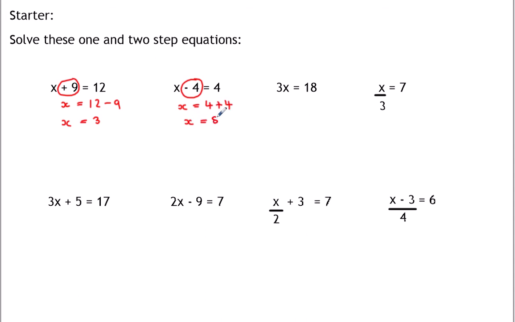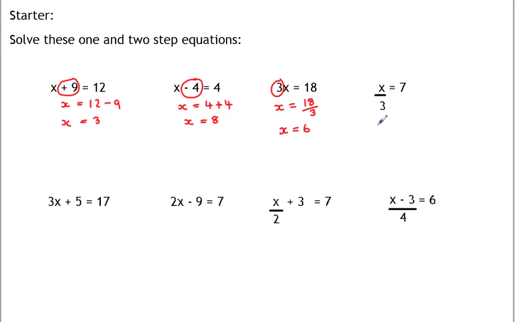So x equals 8. For the third one, what's happening here is that it is multiplying. Remember, there's no multiplication sign in algebra, but if they're stuck together, it means multiplying. The opposite of multiplying by 3 is to divide by 3, and we write division as a fraction. So 18 divided by 3, and then on the next line, 18 divided by 3 is 6.